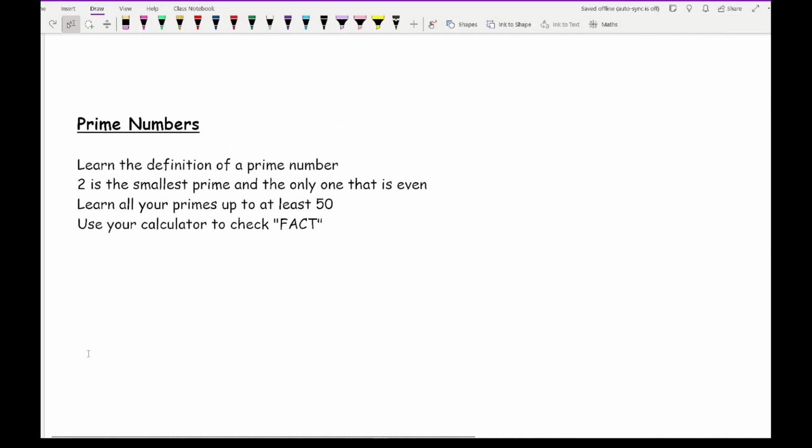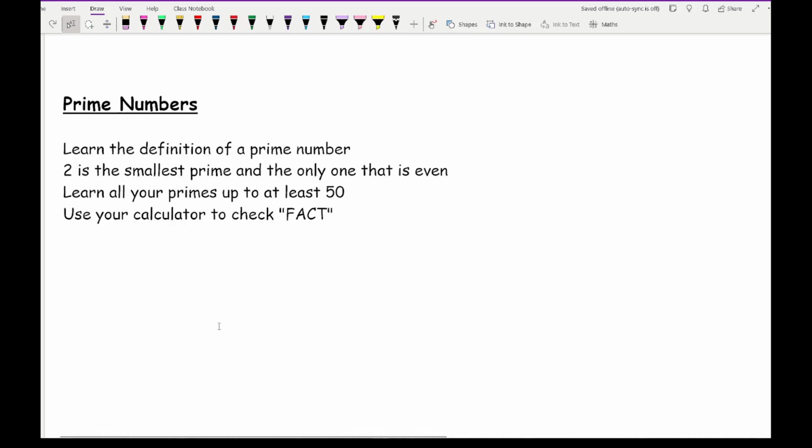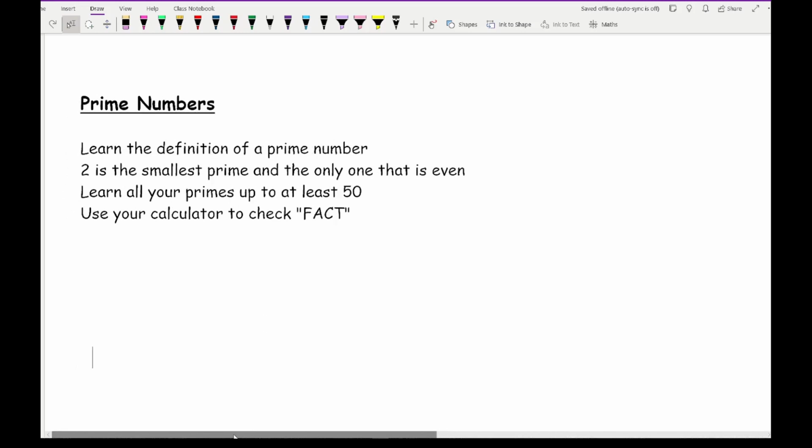Moving on to prime numbers. So again, what you need to make sure you're doing is learn the definition of a prime number. Now, the definition of a prime number is not a number that can be divided by 1 and itself. A better definition would be a number that has only got 2 different factors, one being itself and number 1. Because if you use the definition that a prime number is a number that can only be divided by 1 and itself, then 1 technically is a prime number, which it isn't.